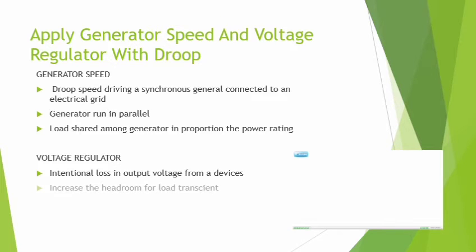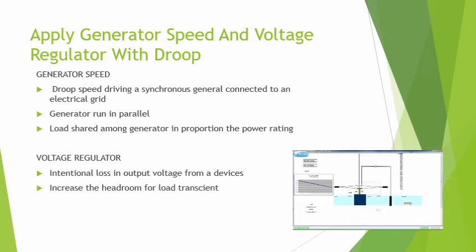Voltage regulator droop. Voltage droop makes an intentional loss in output voltage from a device as it drives a load. It increases the headroom for load transients.